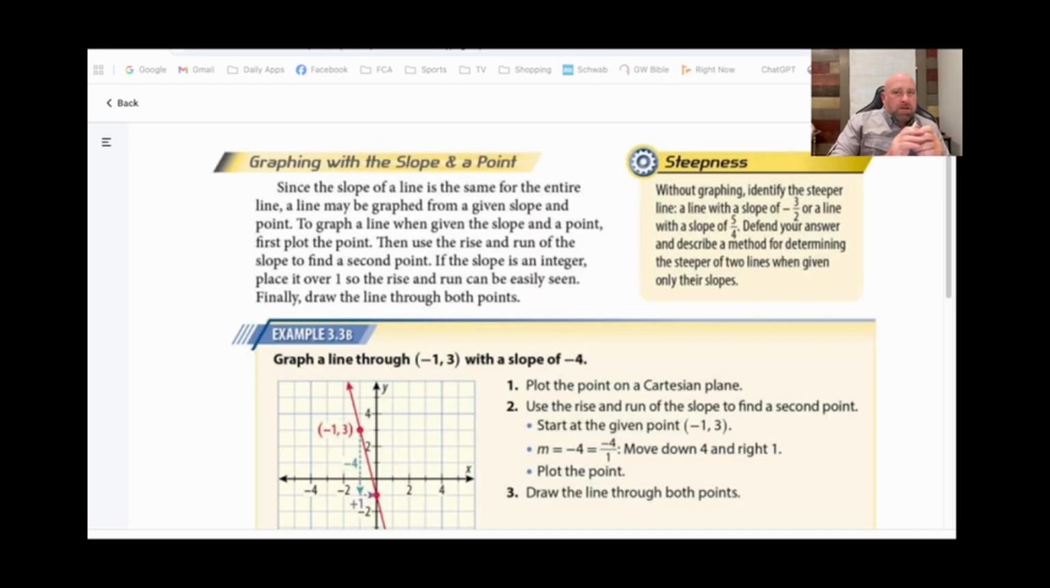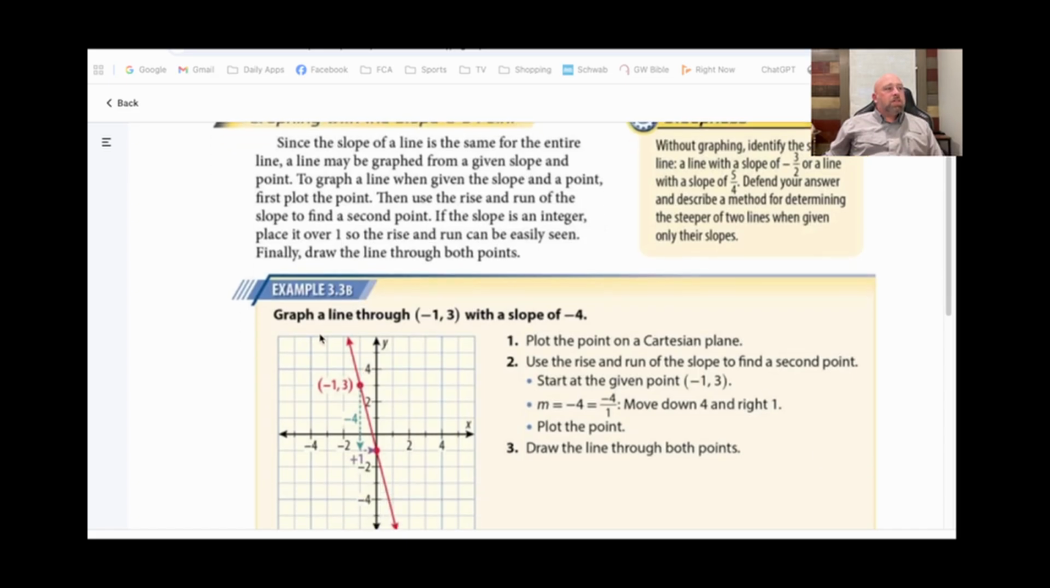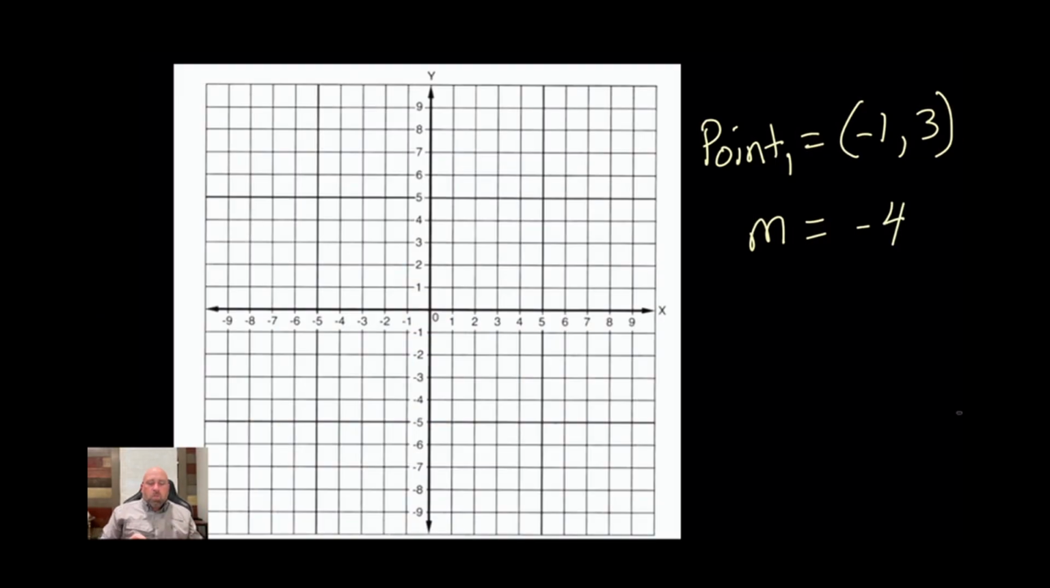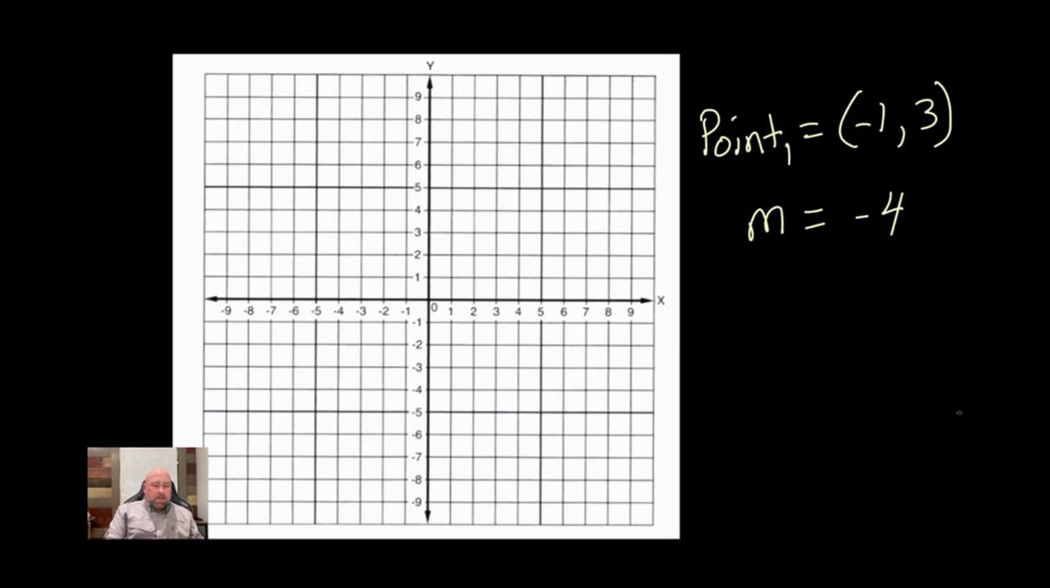All right, let's jump back over here to the book real quick and we'll finish up. So now they say, what if we give you a slope and a point? You should be able to graph a line with those two things. So let's take a look at it here in your book on page number 93. You'll see that they give us a point, and our point is -1, 3, right here, and our slope is -4, okay? So let's go back down here to our display, and we are going to put these onto the graph paper here.